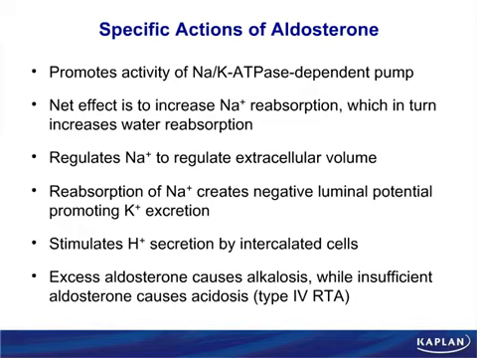When this mechanism of hydrogen secretion by intercalated cells is broken, it is called a distal RTA. When you don't have aldosterone, it's called type 4 RTA. That usually happens in diabetics: hyporenin, hypoaldo.